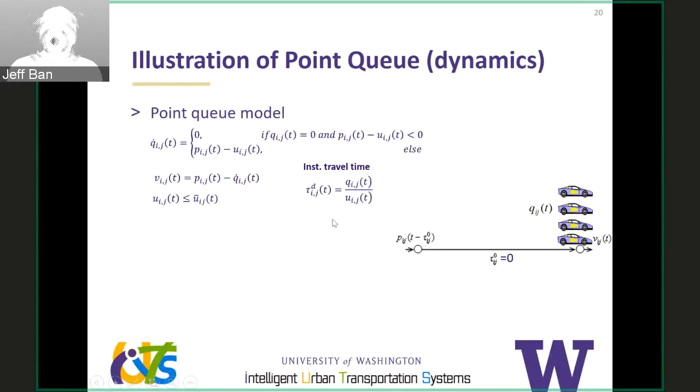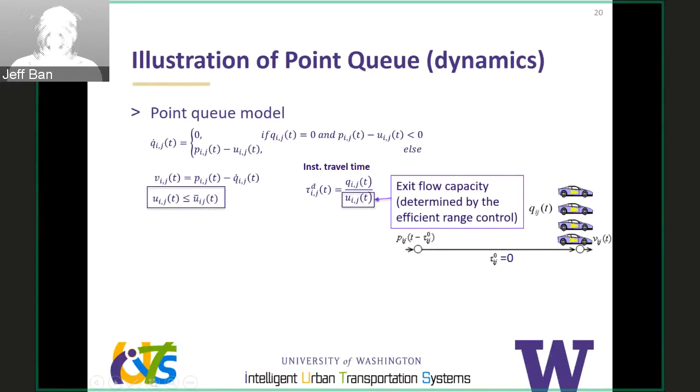So an important aspect is this U, right? In order to apply it to the perimeter control, the U has a new meaning, right? Because when the point queue forms at the boundary, how much flow can exit depends on the control scheme, right? Or your efficient range control.